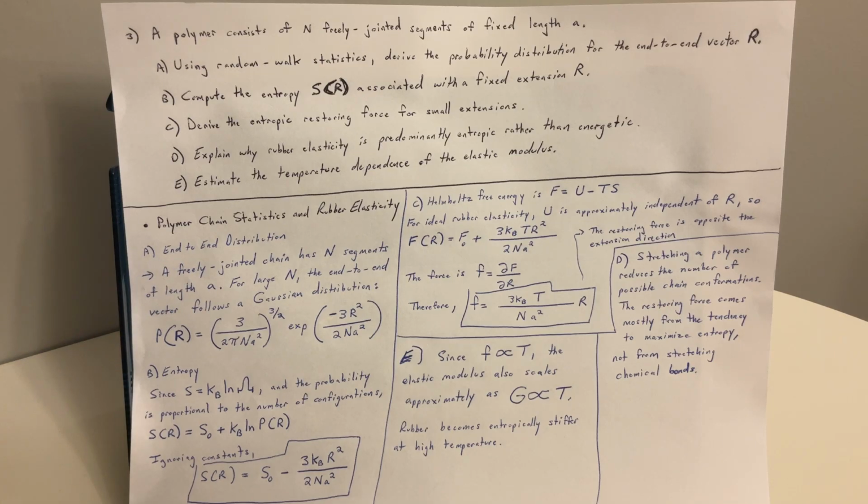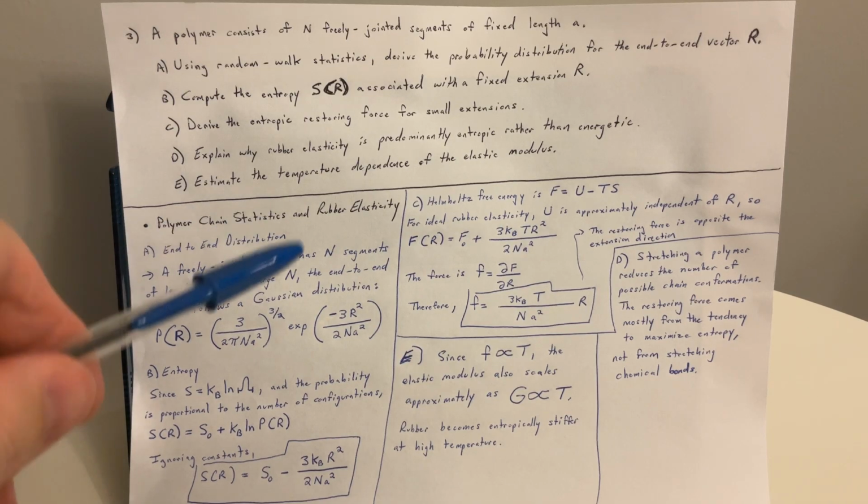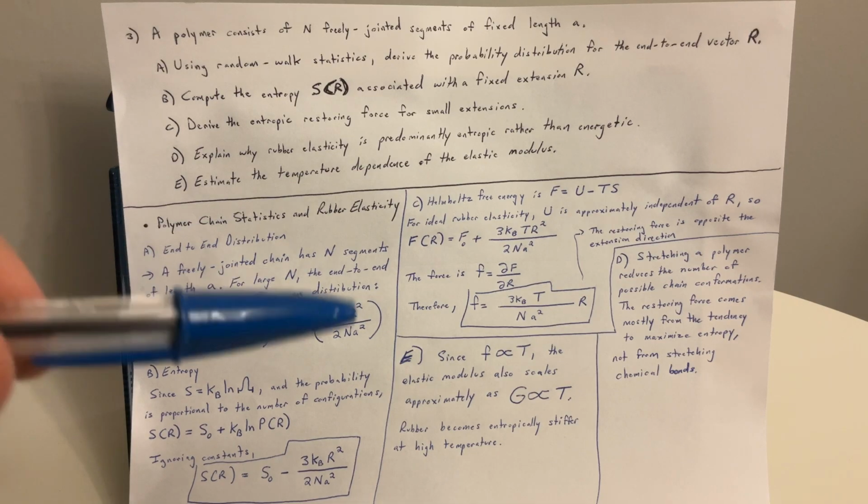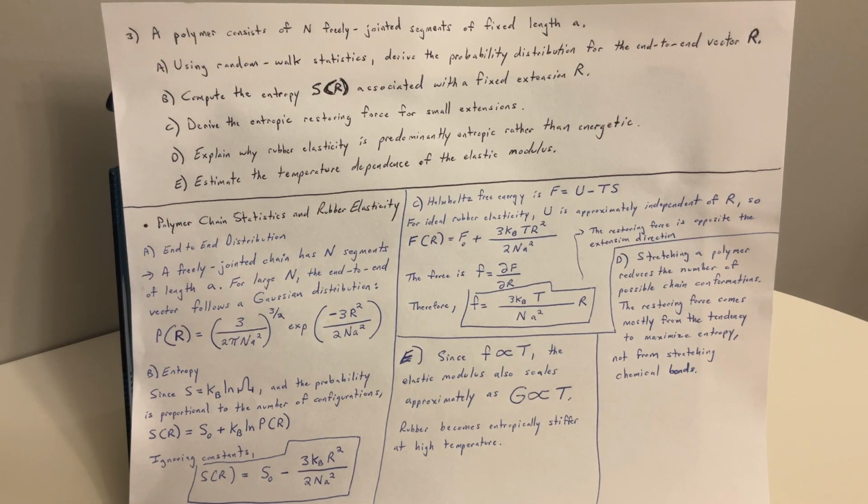So for part A here, the end-to-end distribution: a freely jointed chain has n segments of length A. For large n, the end-to-end vector follows a Gaussian distribution. So P of R equals the quantity 3 over 2 pi n a squared, to the 3 halves, times exponential of negative 3 R squared over 2 n a squared. Okay, so that's for letter A.